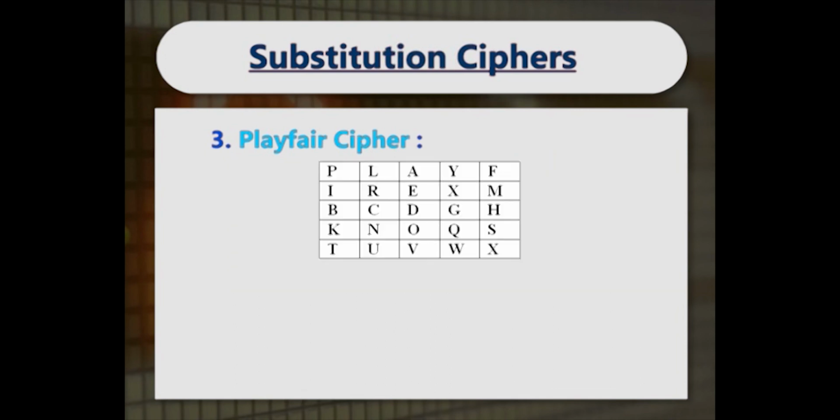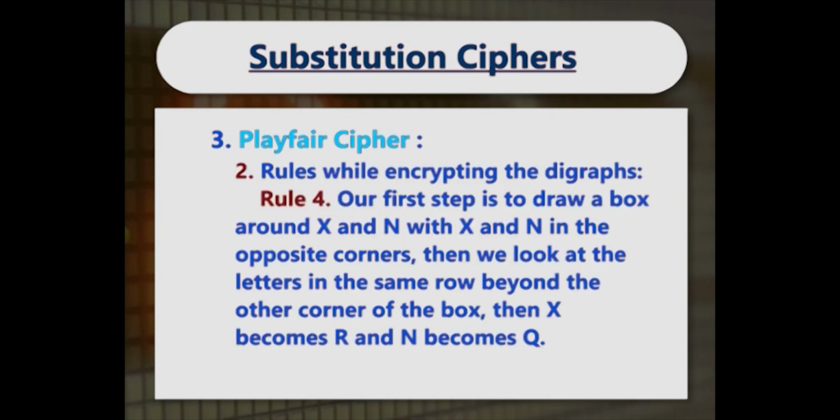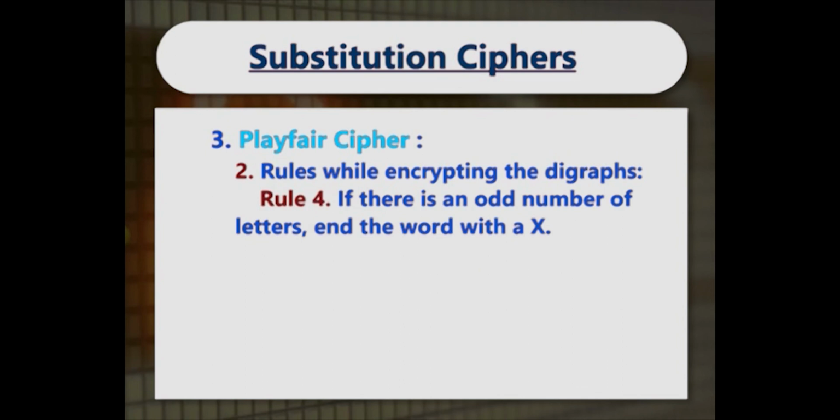As you can see, X and N are not in the same column or in the same row. So our first step is to draw a box around X and N with X and N in the opposite corners. Then we look at the letters in the same row at the other corner of the box. Then X becomes R and N becomes Q. If there is an odd number of letters, end the word with X.